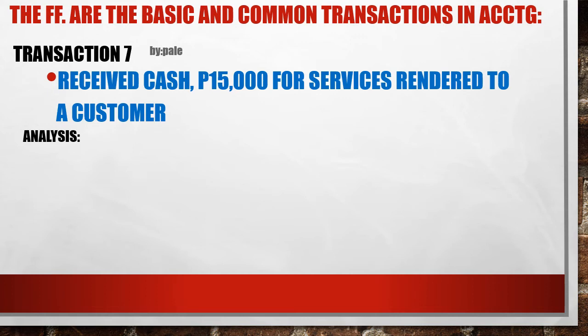Next, transaction 7. Received cash 15,000 for services rendered to a customer. Take note, if we have rendered a service, that is already our form of income. Some would be confused about what is this income, what is this cash. Why? When you record the transaction, you would say you have received income. No, you have not received income. What is the actual receipt? What did you receive in reality? Cash. So, you debit cash.